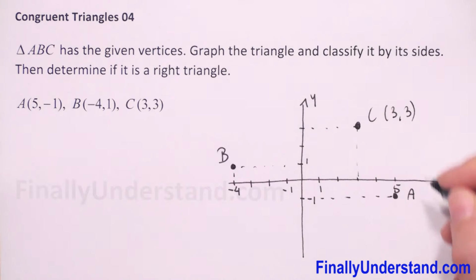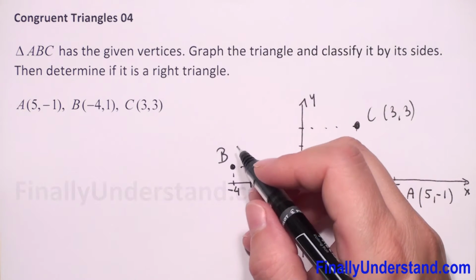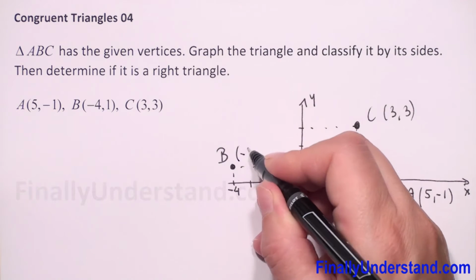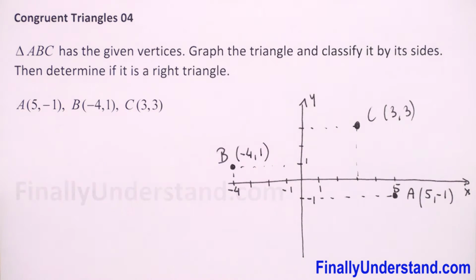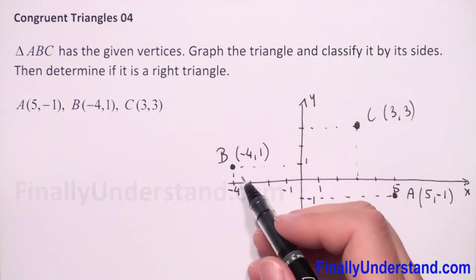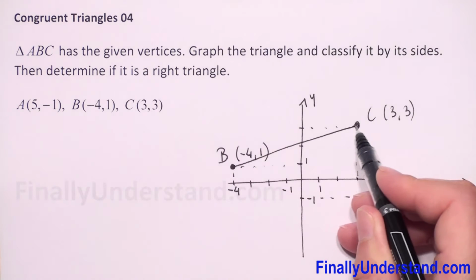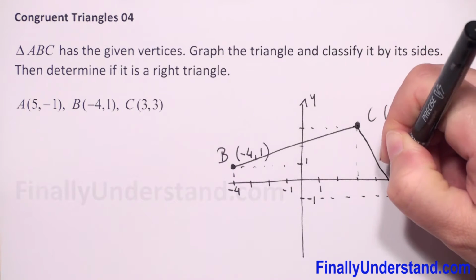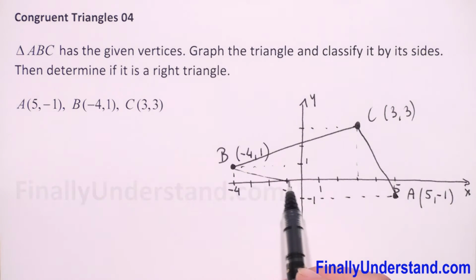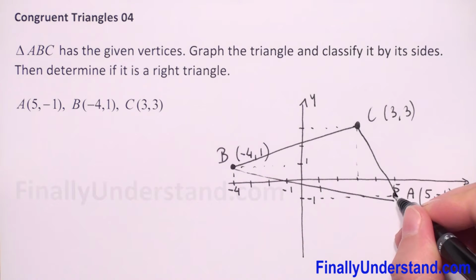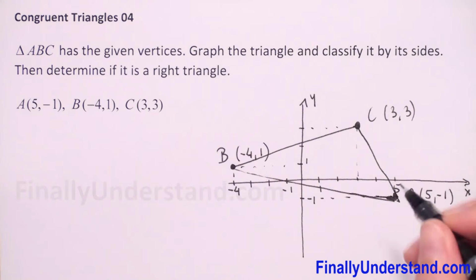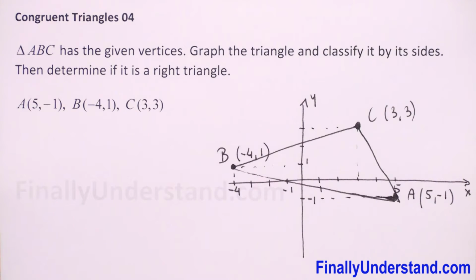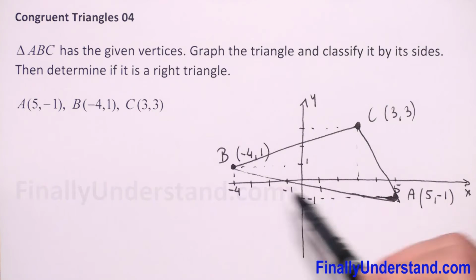(3, 3). A has (5, -1), and B has coordinates (-4, 1). So now we can connect these points. This is approximately here. So this is our triangle ABC. Next we have to classify it by its sides. So we have to find the distance between points.